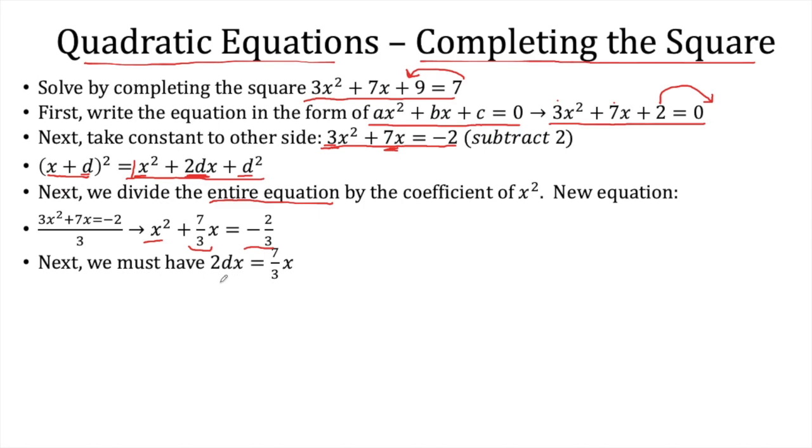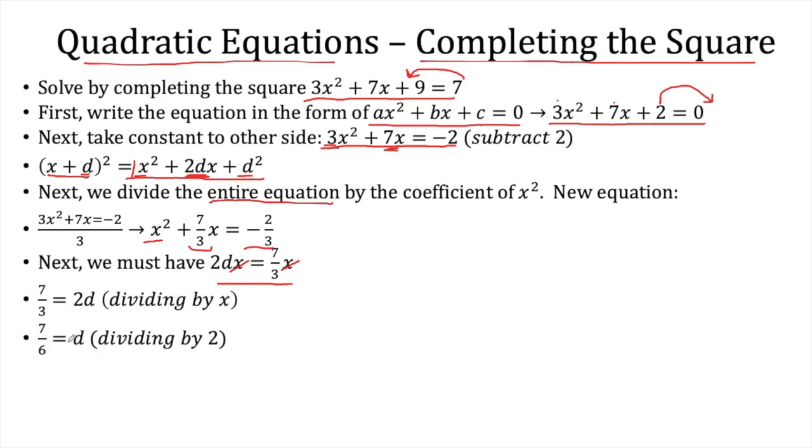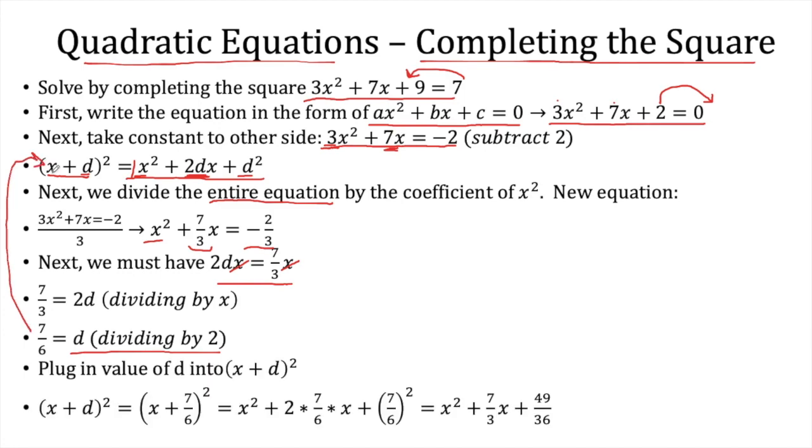So now we must equate 2dx to 7 by 3x, and we will divide x on both sides of the equation, and that will give us 7 by 3 equal to 2d. And now solving for d, we must divide by 2 on both sides to get 7 by 6 is equal to d. Now that we have a value of d, we will plug in this value into our original binomial, which was x plus d, the whole squared. And by doing that, we will expand our binomial again, and we'll find that it is x squared plus 7 by 3x plus 49 by 36.